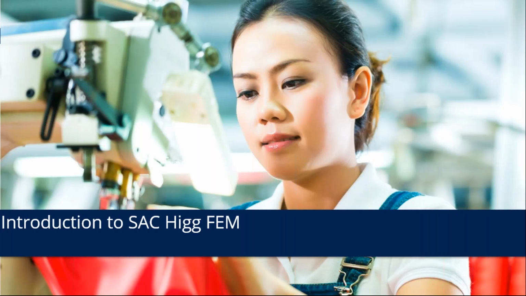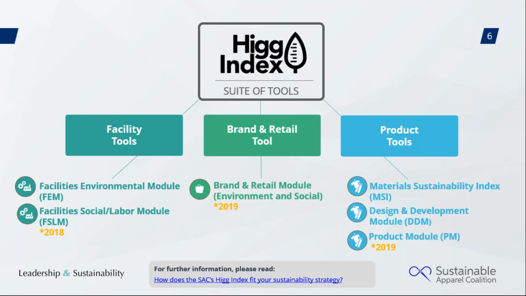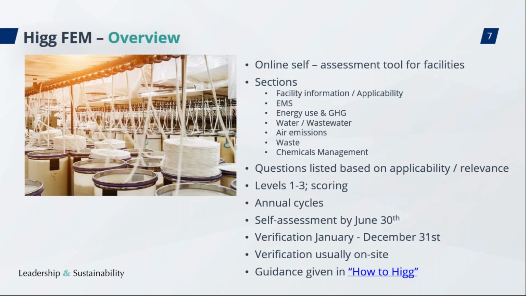And now let me introduce you to the Higg FEM. This slide gives you an overview of the Higg Index suite of tools. The suite of tools covers the brand and retail module, which means that they focus on the corporate level of brands and retailers, the facility modules focusing on manufacturing sites, either your own or your suppliers, and finally product modules focusing on the product. And the Higg FEM itself, it's an online self-assessment tool for facilities.